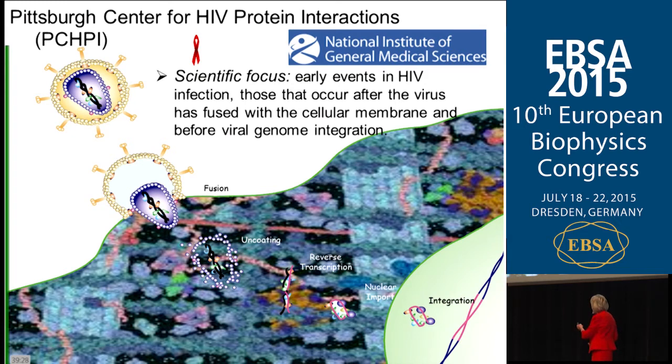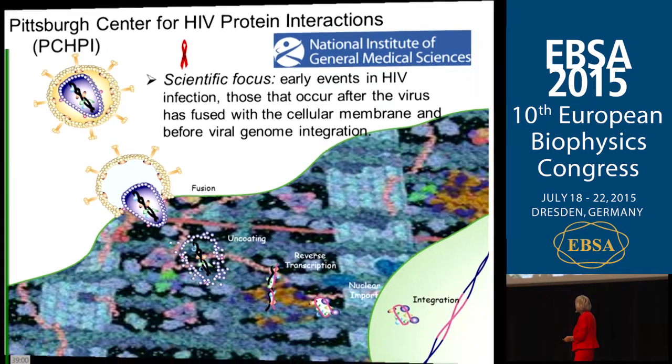So one of the most important entities that play a role there is this particular entity here, and that's called the capsid core. The capsid core encloses the viral genome, an RNA genome, and then interacts with some of the components of the cell till in the end we have this pre-integration complex at the nuclear pore.